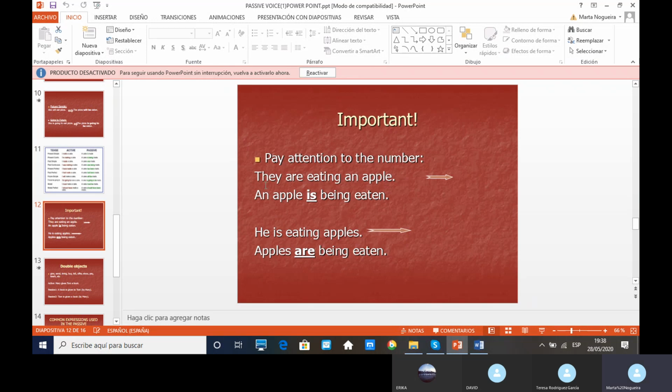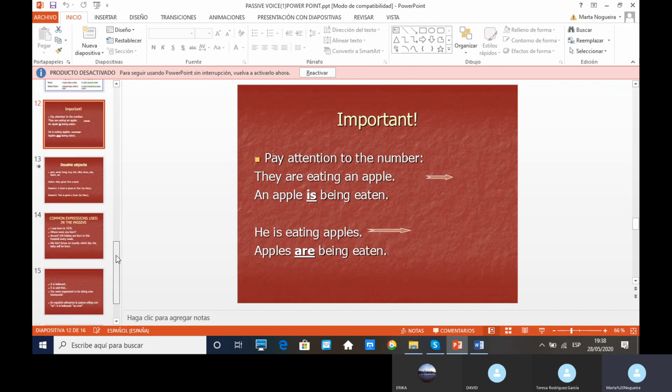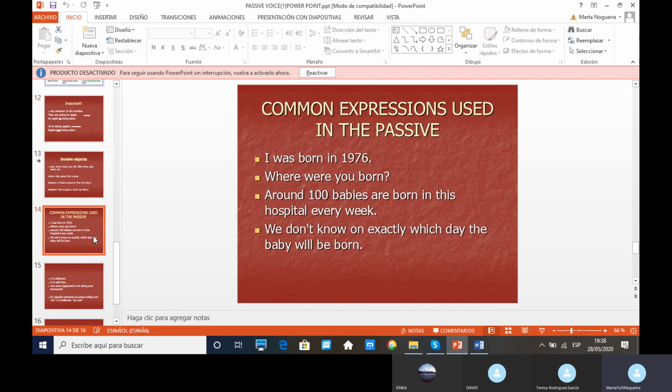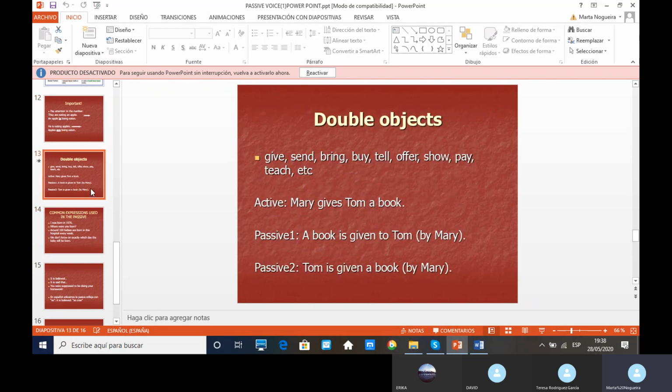Important, pay attention to the number. They are eating an apple, is being eaten. Ok, so be careful when conjugating, be careful. And we said that it was very common in expressions regarding I was born and these things. And another fact is that some sentences have double objects. So for example, Mary gives Tom a book. Mary da un libro a Tom. Y hay dos formas de hacerla. O a book is given to Tom, or Tom is given a book, which is more common than the passive one. We are going to practice this, so don't worry.